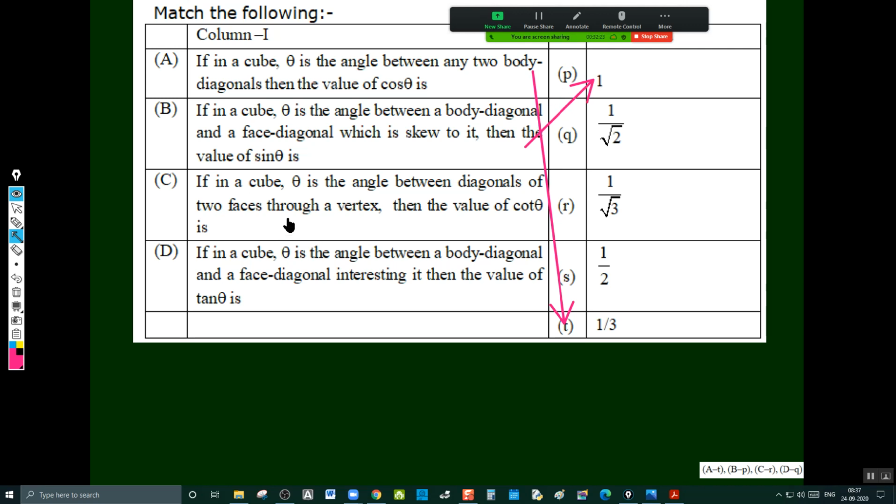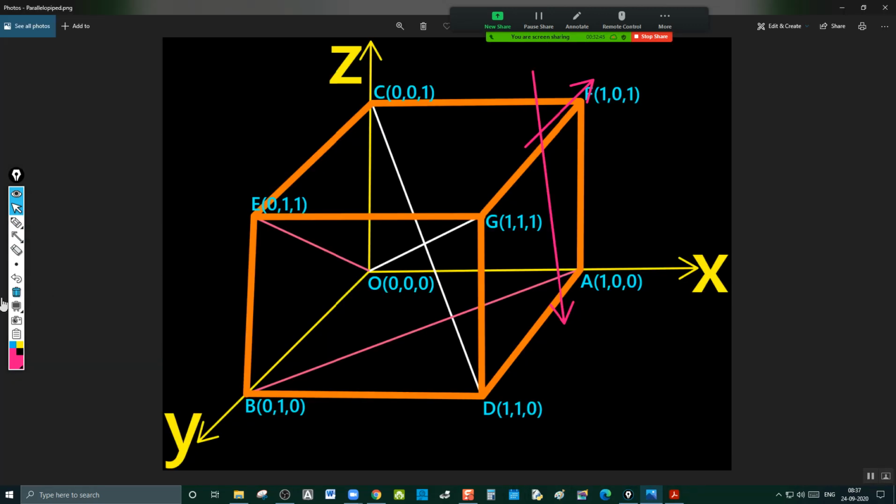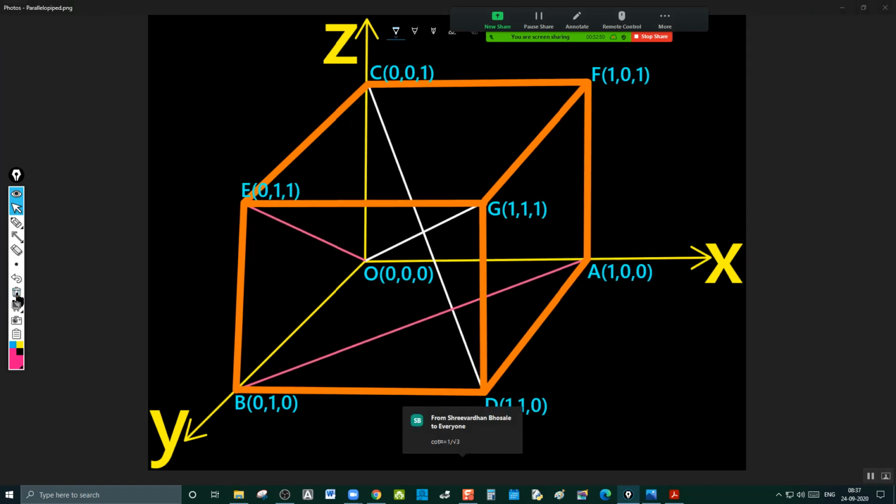And if in a cube theta is the angle between the diagonals of two faces through a vertex, find the value of cot theta. Two faces through the same vertex, what does he mean? Let us see that. You take OE bar and OD bar.